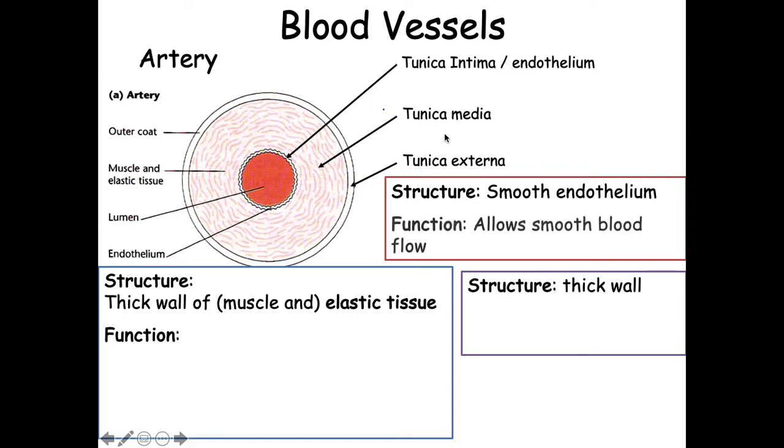You don't need to know these names. You can just say the muscle and elastic layer. You do need to know endothelium, and you can say the outer tough layer. So it's smooth to allow smooth blood flow and reduce friction. A lot of them, especially in arteries, can you see how that's a bit crinkled, a bit like a concertina? When that lumen then stretches under high blood pressure, it is able to because of this folding almost of the inside layer.